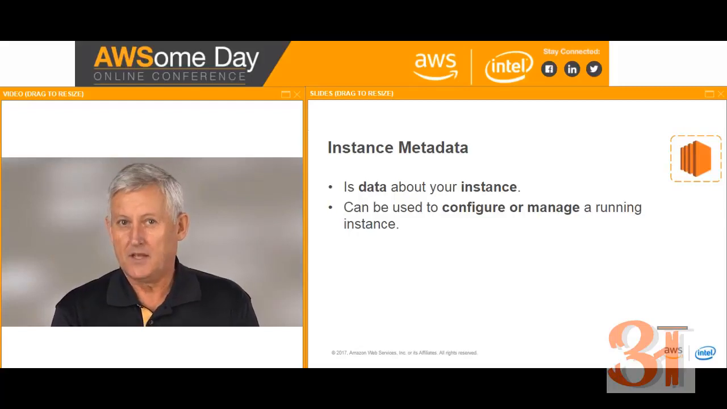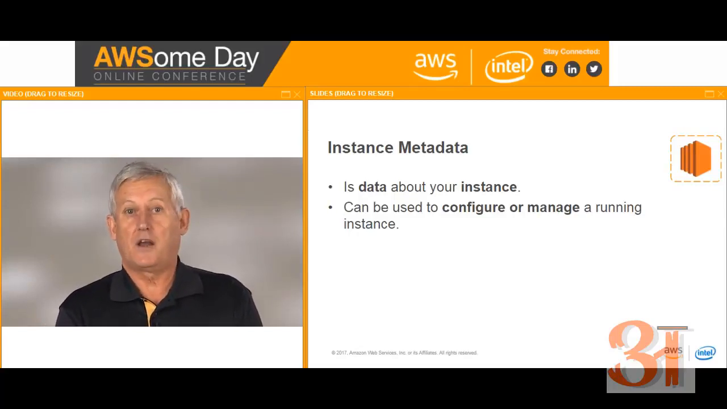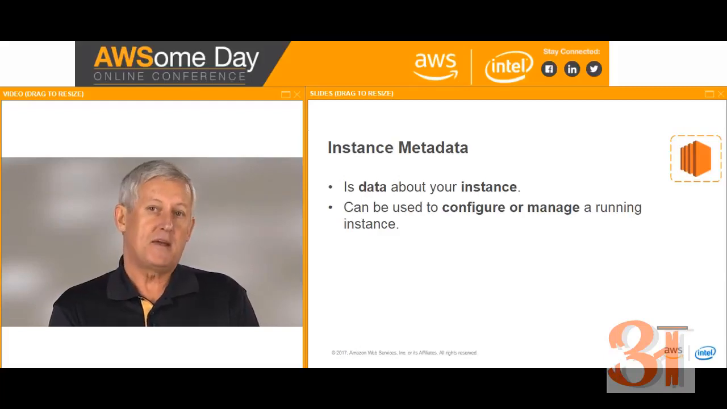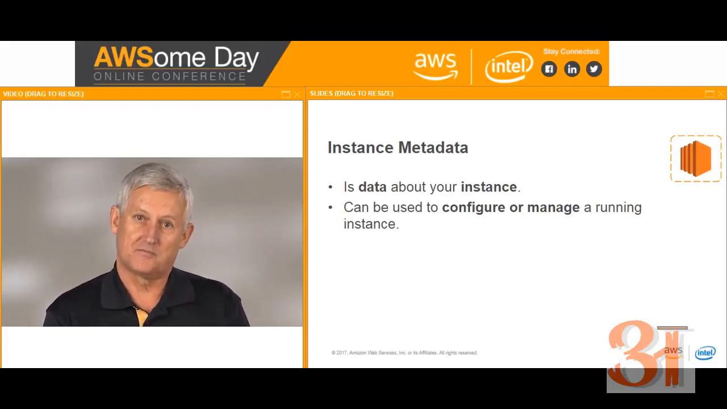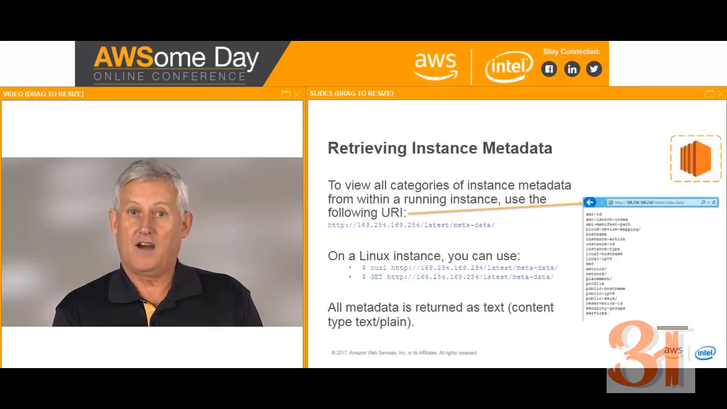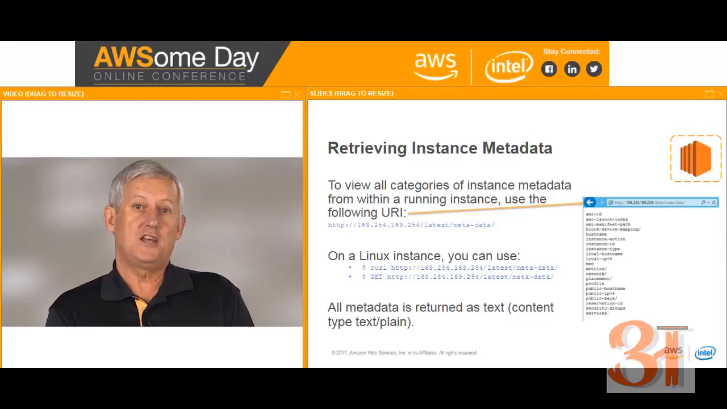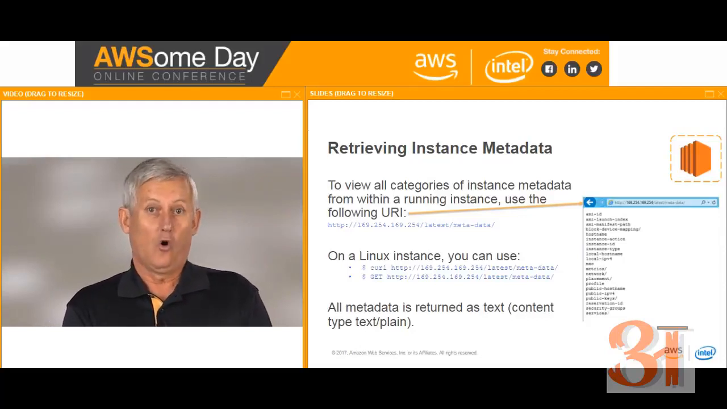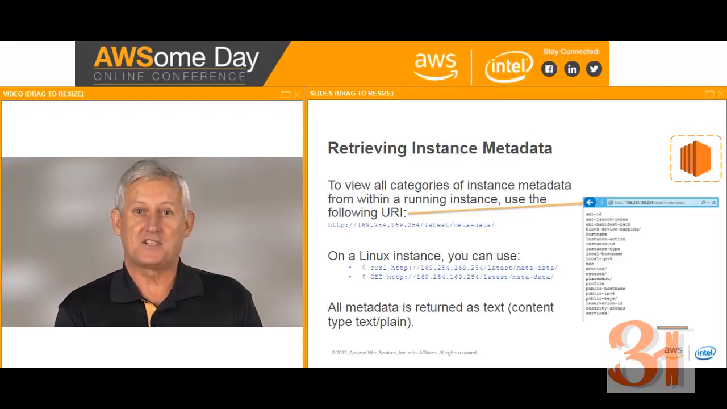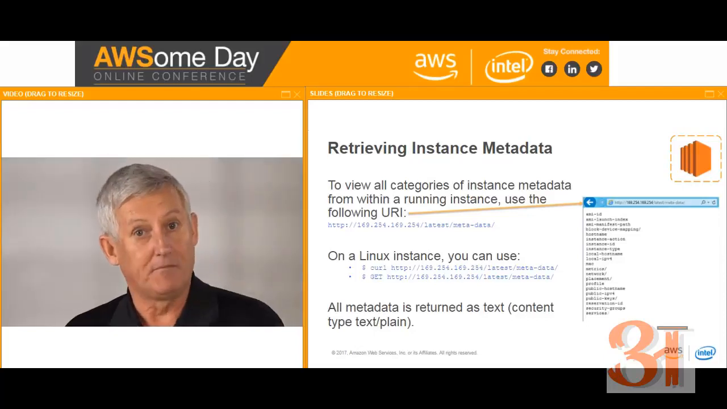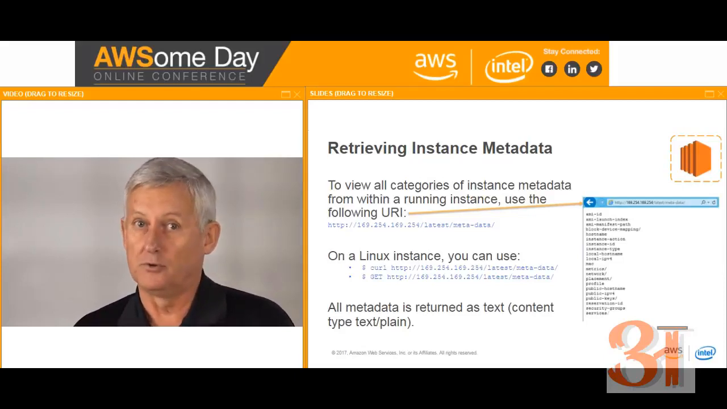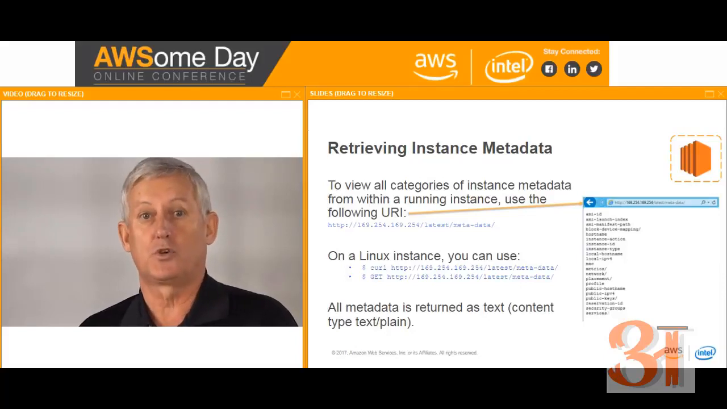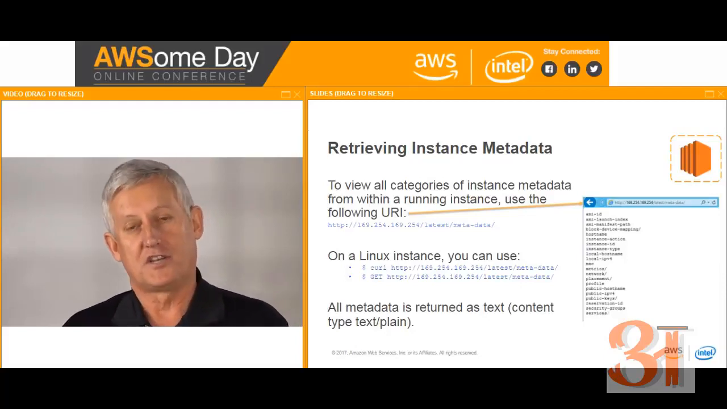EC2 instance metadata is data about your instance and is divided into multiple categories. This metadata can be queried and can be used, for example, to decide how to configure or manage any running EC2 instance. Instance metadata is available from your running instance, thus you do not need to use the Amazon EC2 console or the AWS command line interface to access instance metadata. This can be helpful when you're writing scripts to run from your instance. Note that you are not billed for HTTP requests that are used to retrieve instance metadata or user data.